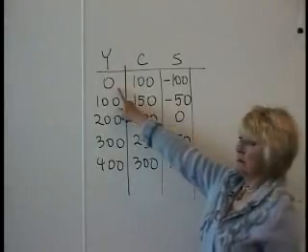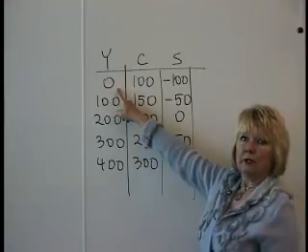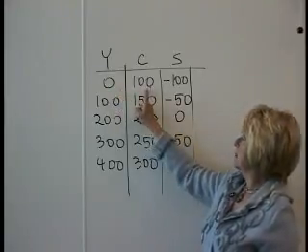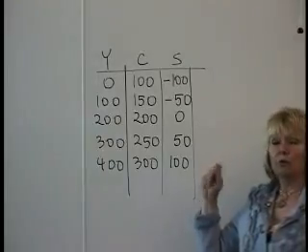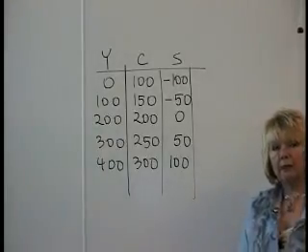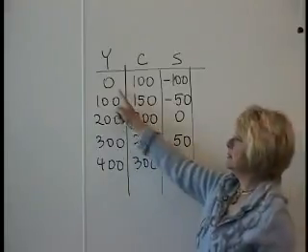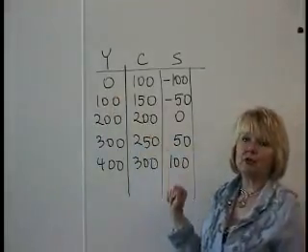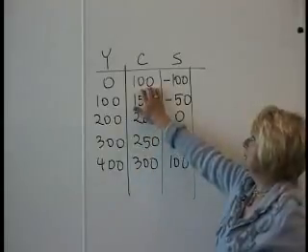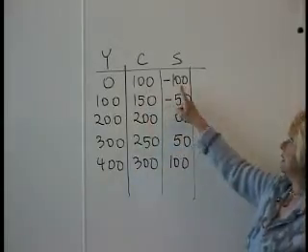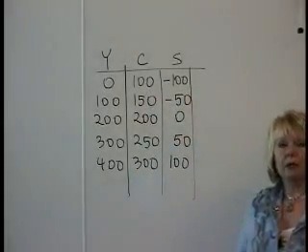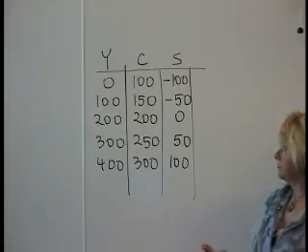Now, how about this part right here? How would you interpret this? Zero income, negative 100 savings. Well, many of you are not earning money, you are not working, you are full-time students, and therefore your income is zero. But it does not mean that you are spending zero.